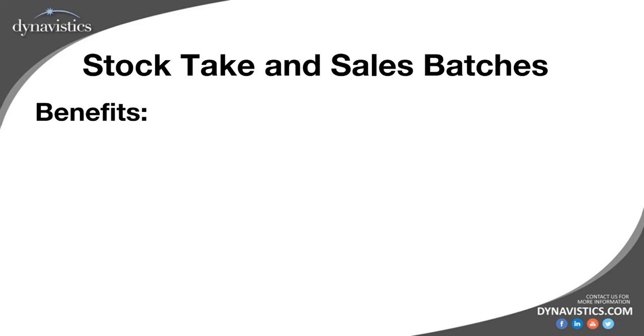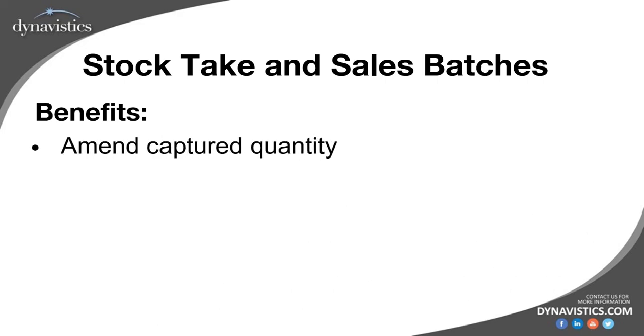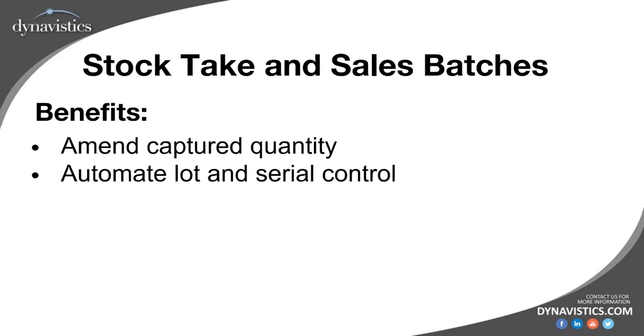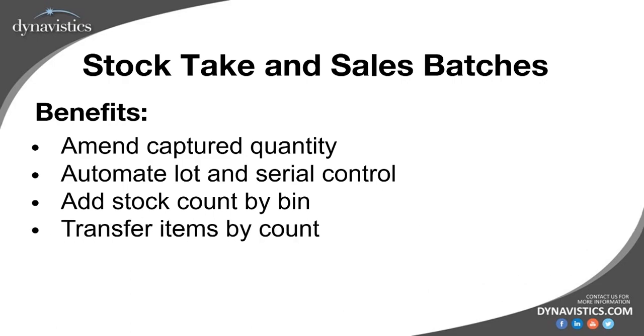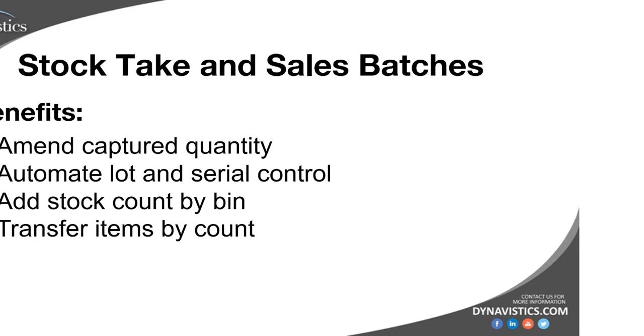So to summarise, distribution stocktake enhancements allow you to amend the captured quantity based on an advanced distribution workflow stage, automate the allocation of counted quantities for lot controlled or serial numbered items, add items to a stock count by bin reference in a single bin inventory system, and transfer inventory items from one count to another. We've also seen how we can create new sales batches.